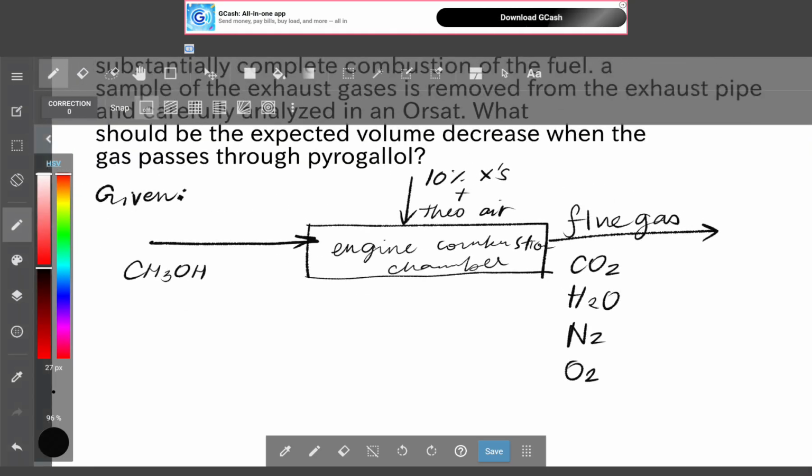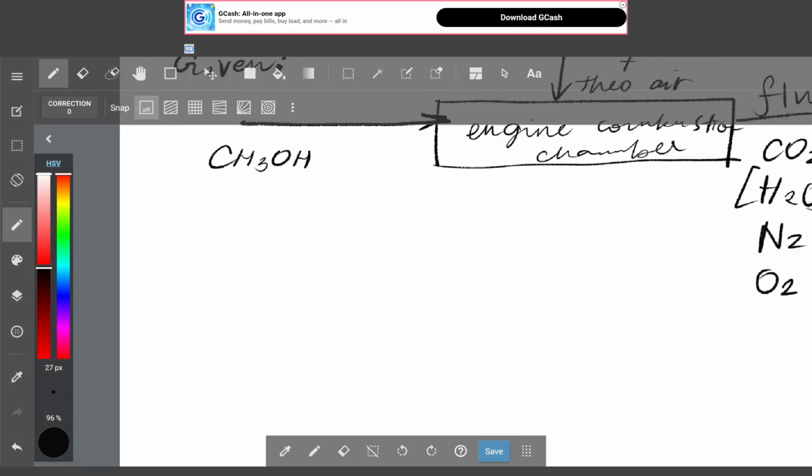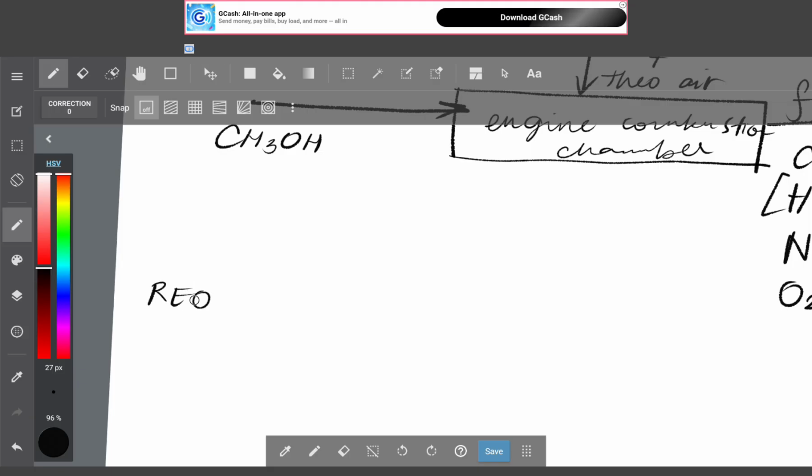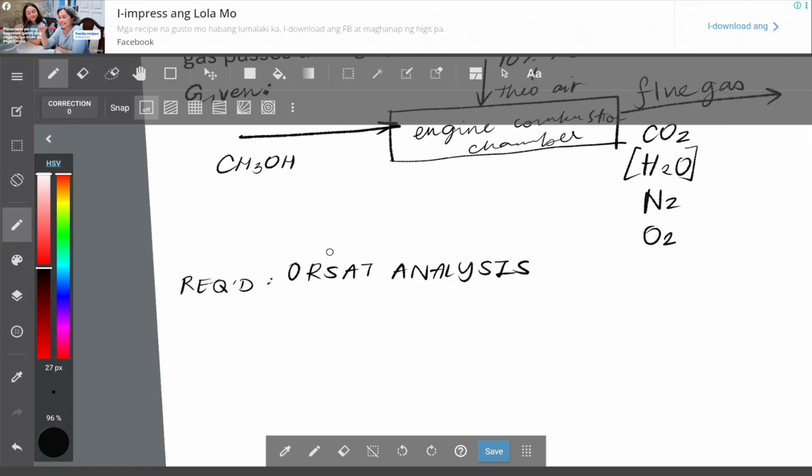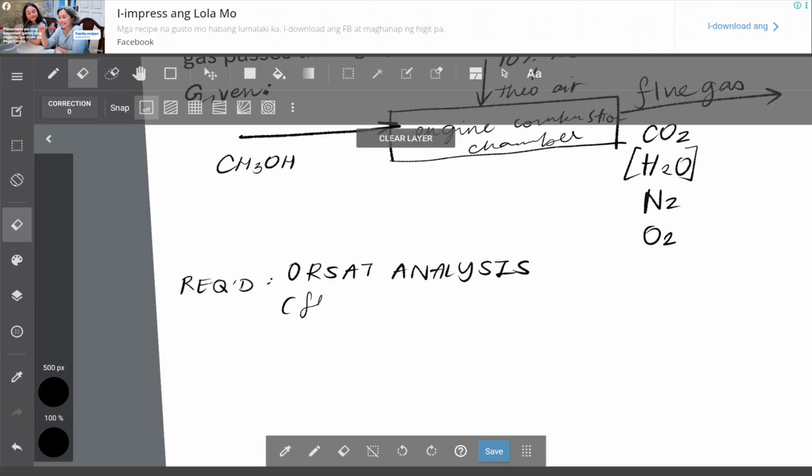We need to find the Orsat analysis. We're not going to include water in our flue gas analysis. So let's write the required. That's an Orsat. The flue gas on a dry basis. Flue gas. Or the DFG.